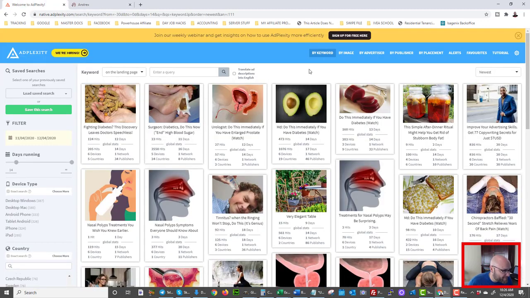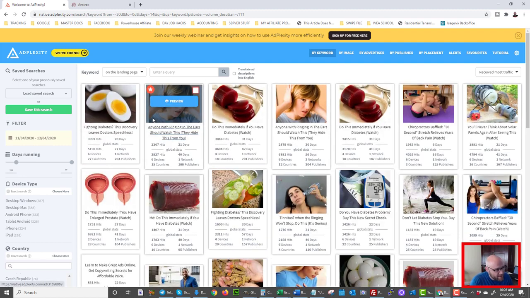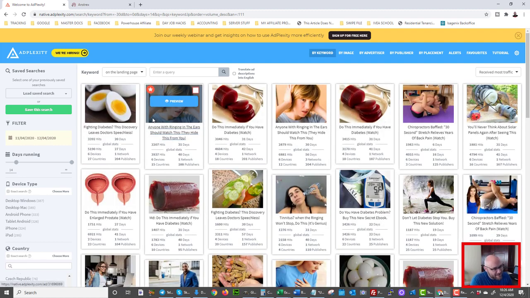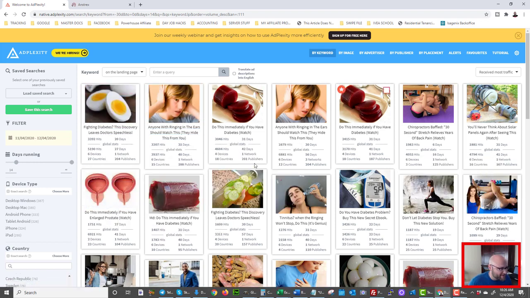Now another win for Adplexity here that I really like is the fact that I can sort by received most traffic. So I can see immediately what ads are getting the most traffic, and these are all ClickBank offers, by the way. So if you're a ClickBank affiliate, it's very easy to see what people are running right now, okay? And that is another win for Adplexity, is all of the information is right here on this page.